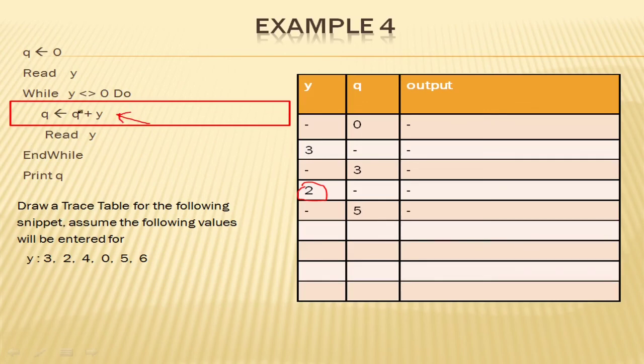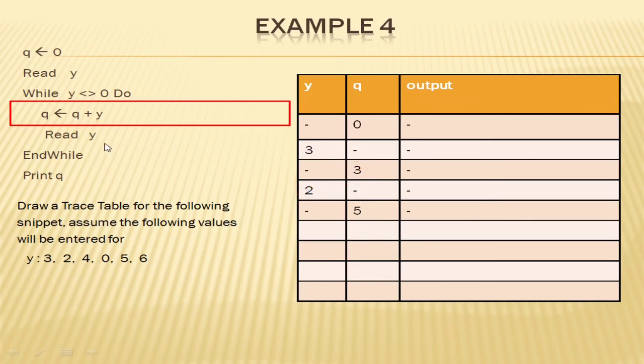And it's going to say q equal q plus y. What was the last value of q? The last value of q was 3. And what was the last value of y? The last value of y that we entered was 2. So q plus y is basically 5 in this case: q, which is 3, plus the 2 would equal 5. Hence underneath the q column we put the value of 5. In this line there is no value for y, so we'll put a dash. There is no output, so we'll put a dash. And we basically move to the next line.